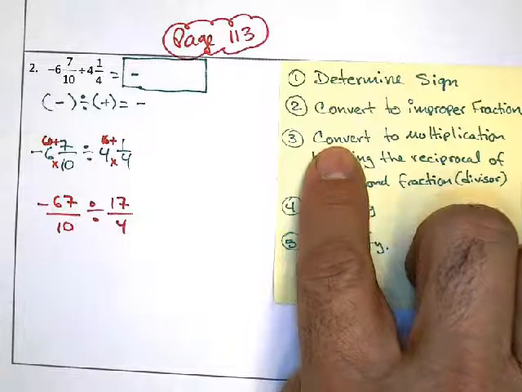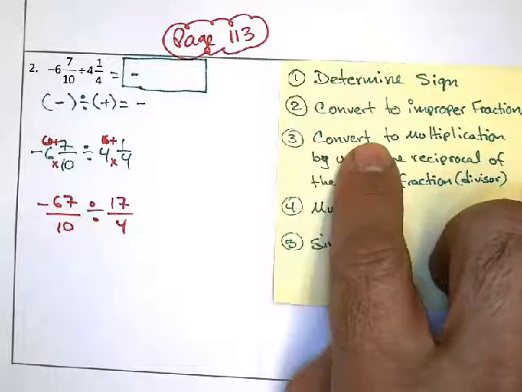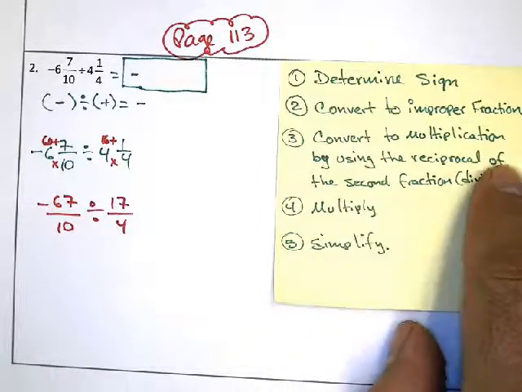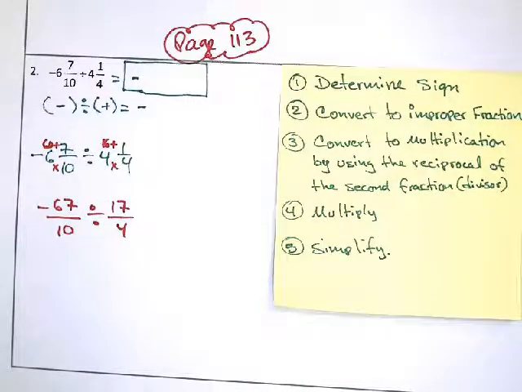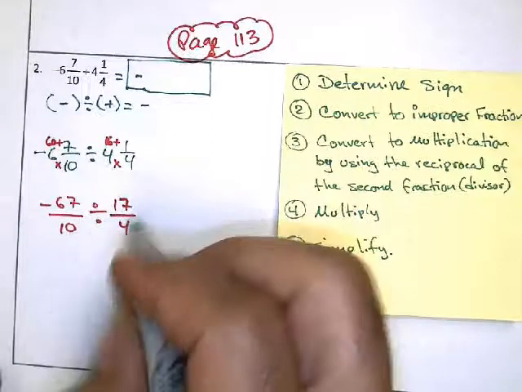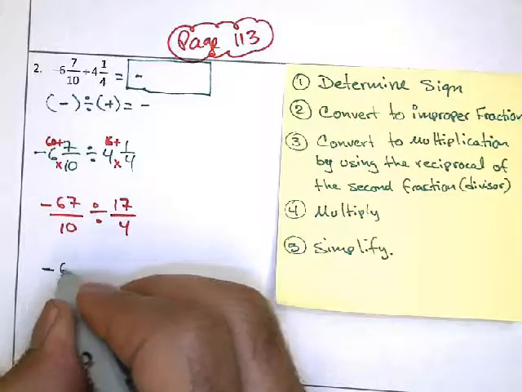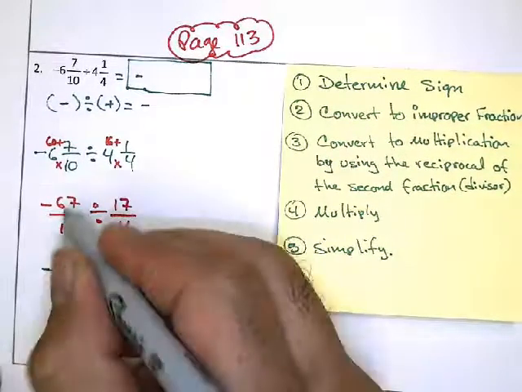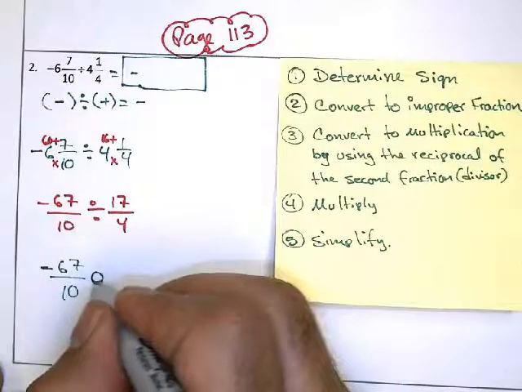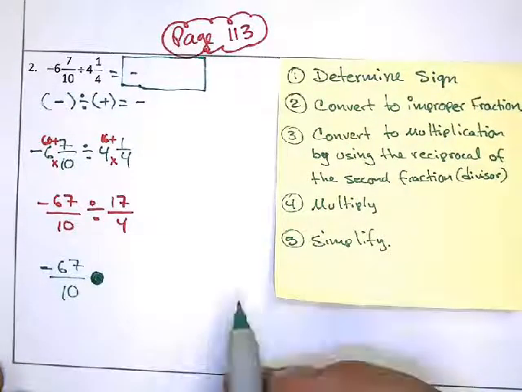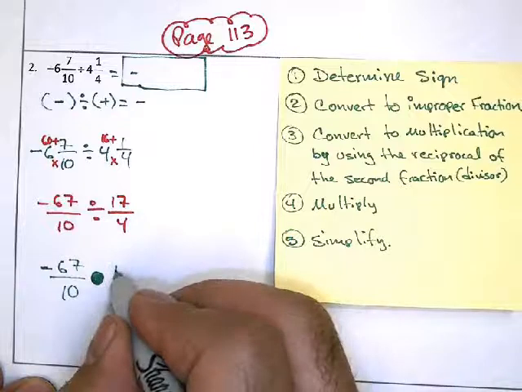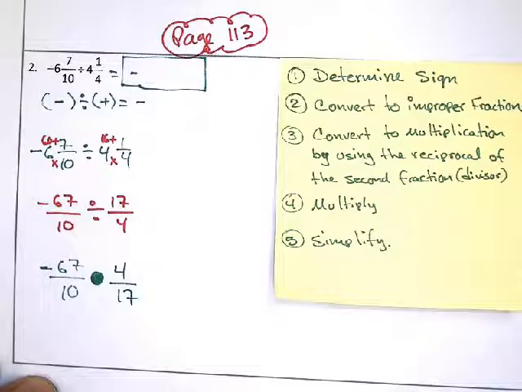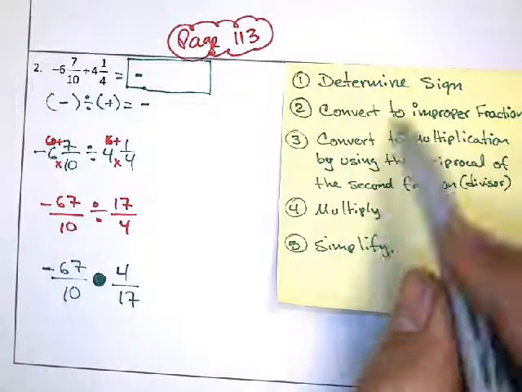Now, step number 3, convert to multiplication by using the reciprocal of the second fraction or the divisor. So what I'm going to do, I'm going to convert this into a multiplication by writing negative 67 over 10. So we never change the first fraction. I'm going to change the division into multiplication, but I need to find the reciprocal of this fraction, so it'll be 4 over 17. And now I'm done with step number 3.